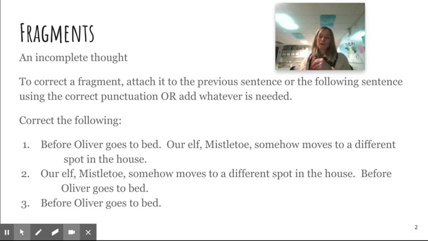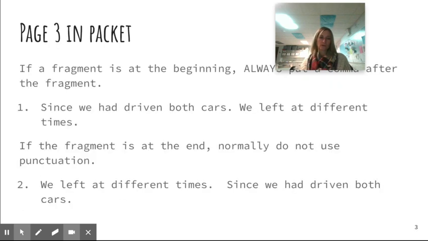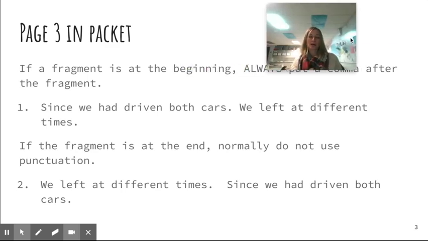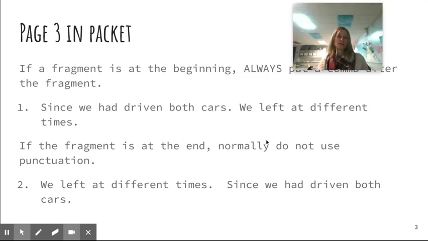Okay? But there are some other basic rules that you'll have to follow as well. So this is on page 3 in your packet. I just use the sentences from there. If a fragment is at the beginning, like I just said, always put a comma after the fragment. So in this case, number 1, since we had driven both cars, is a group of words that by itself does not make sense. We left at different times. We left at different times is a complete thought. But since we had driven both cars, it's not a complete thought.